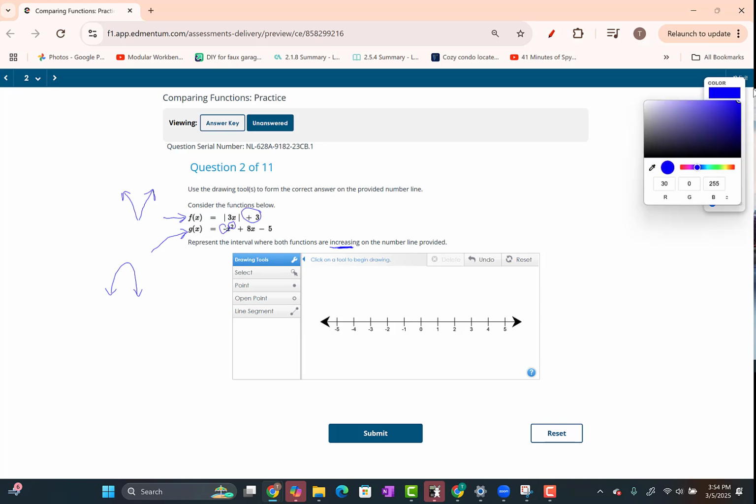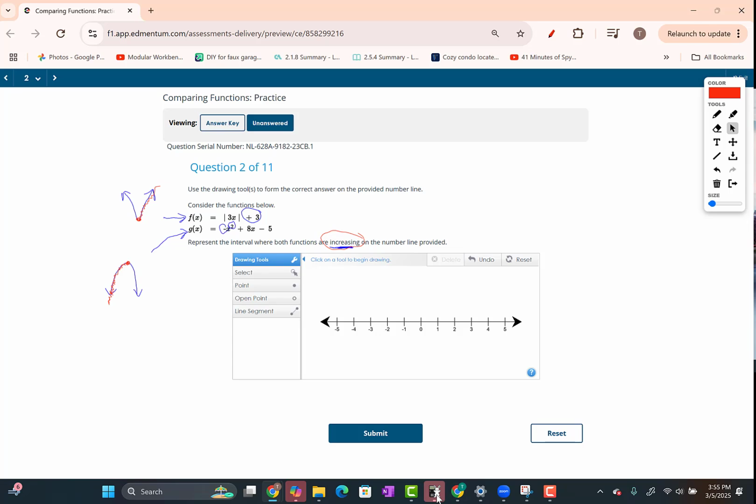So the reason I want to get that initial visual is when we're talking about where these functions are increasing, it's where the functions are going up from left to right. So for instance, this quadratic, this parabola, is increasing from negative infinity all the way to this tip-top point. The V-shaped graph is increasing from left to right, starting at this bottom point, and as we move up and to the right there.